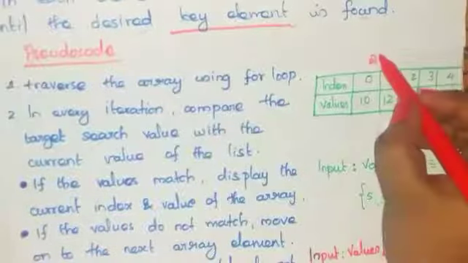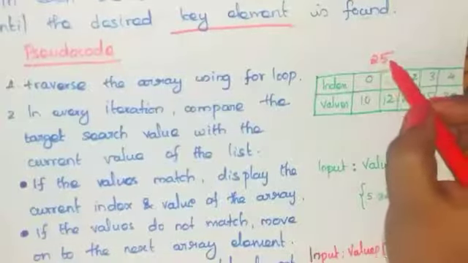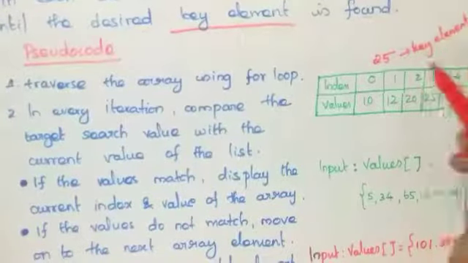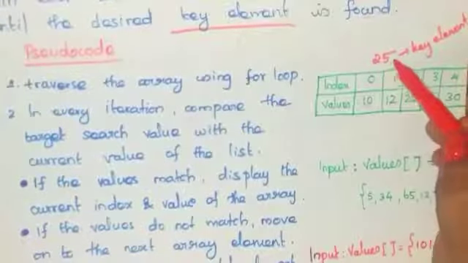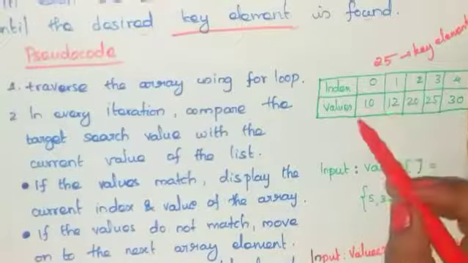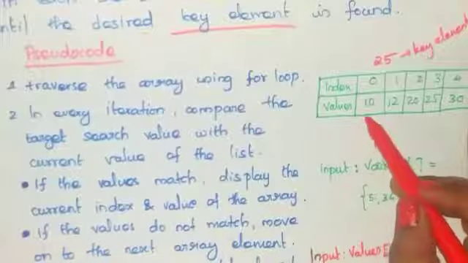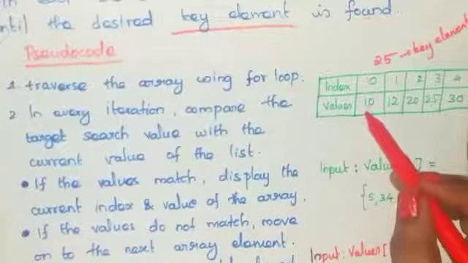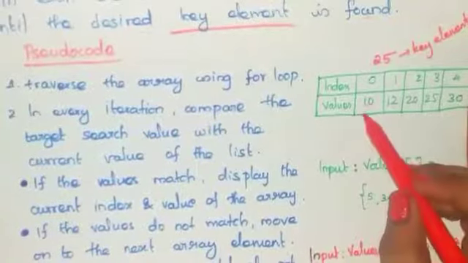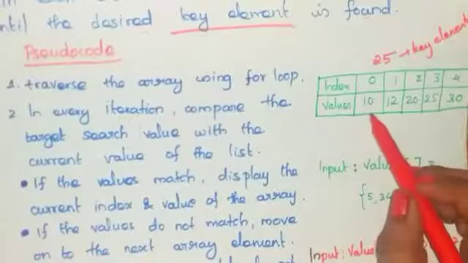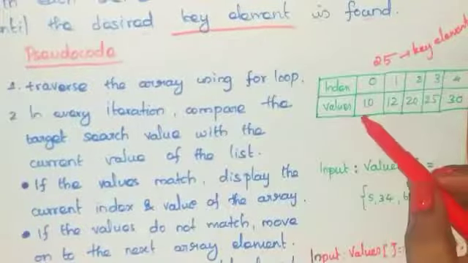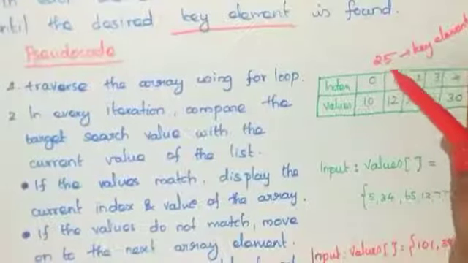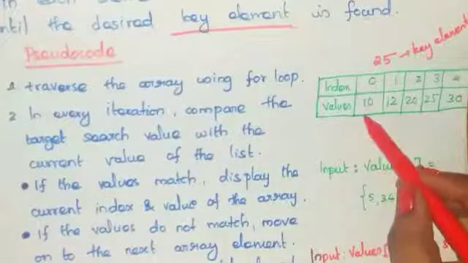In this array, suppose you want to search for the number 25. This is the key element, your search element. If you want to search for the number 25 in the array, the linear search will go step by step in sequential order, starting from the first element in the given array. Which means we have to start our search from the starting element and check each element one by one.